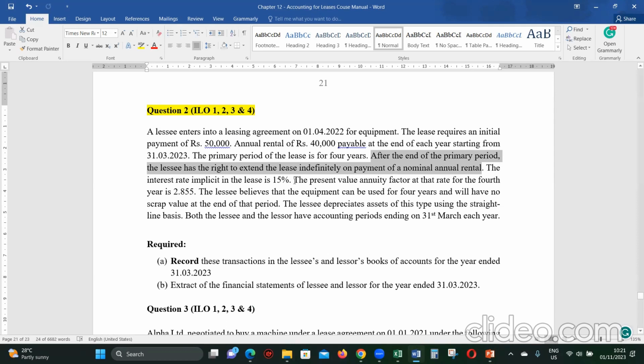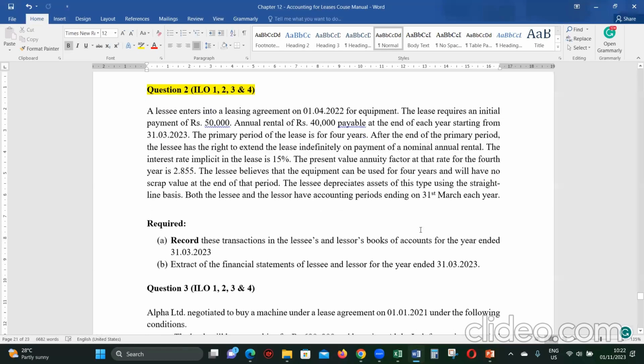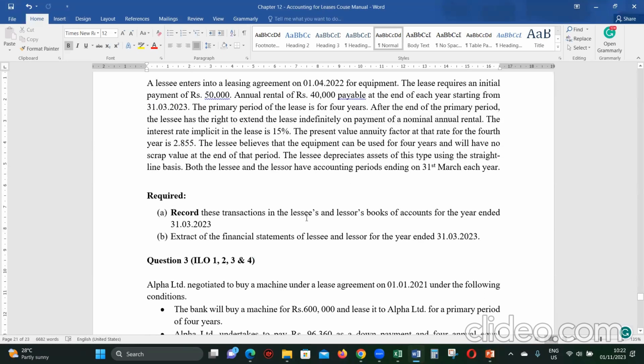The interest rate implicit in the lease is given 15%, and then the present value annuity factor at the rate for the fourth year is 2.855. That present value annuity factor is given. The lessee believes that the equipment can be used for 4 years and will have no scrap value at the end of that period. Lessee depreciates assets of this type using straight line basis. Both the lessee and lessor have accounting periods ending 31st March. Now, what is required? Record these transactions in the lessee's and lessor's books of accounts for the year ended 31st March 2023 and the extracts of the financial statements.